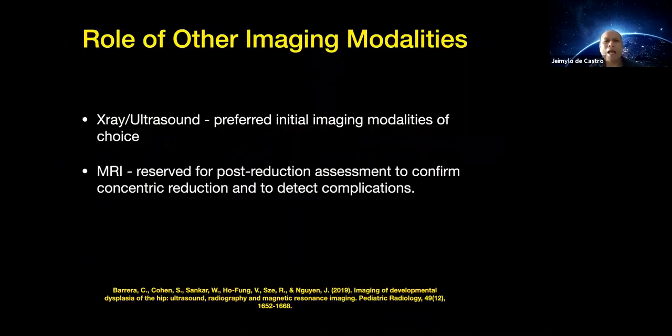So, the role of other imaging modalities. X-ray and ultrasound. X-ray, of course, can still be used as the initial imaging modality of choice. But if you want to really make sure to get all these angles and lines and distances, I would recommend ultrasound. And of course, MRI is only useful for post-reduction assessment, to confirm whether there is a stable, concentric reduction, and if there are any complications that happen after that.